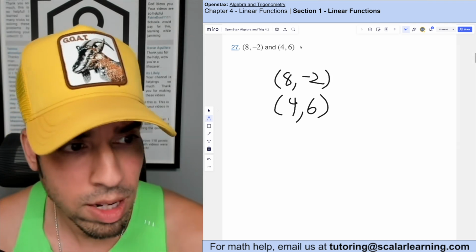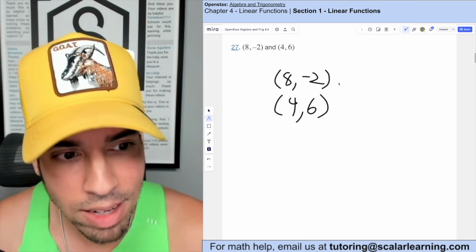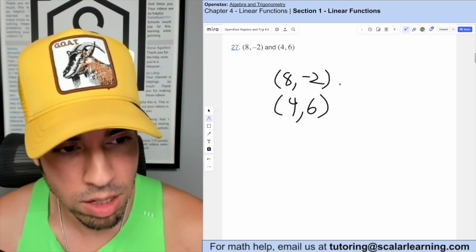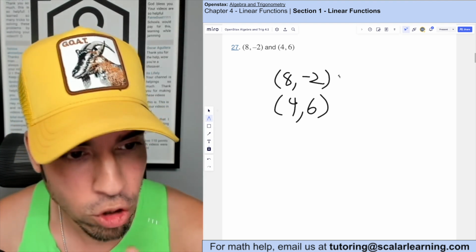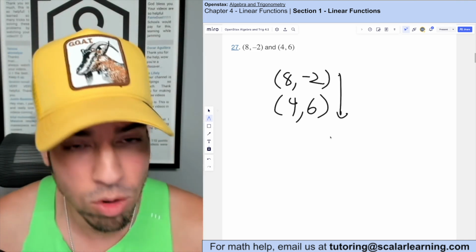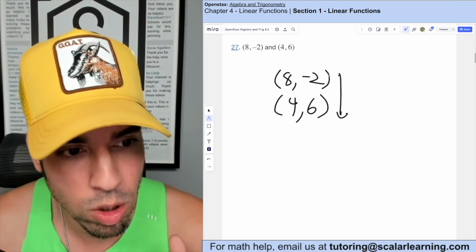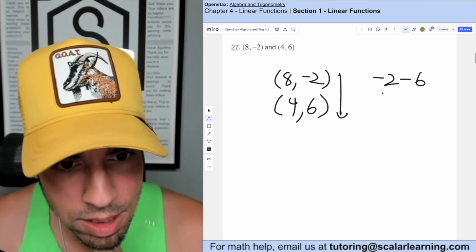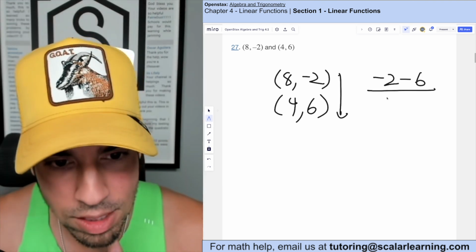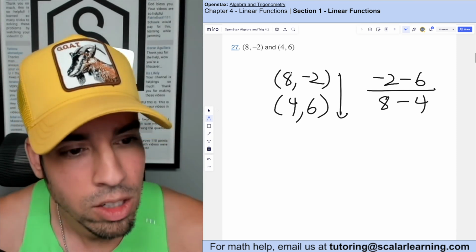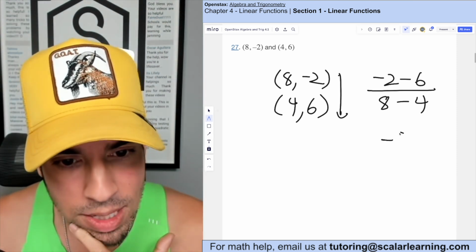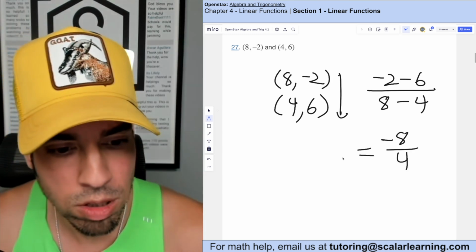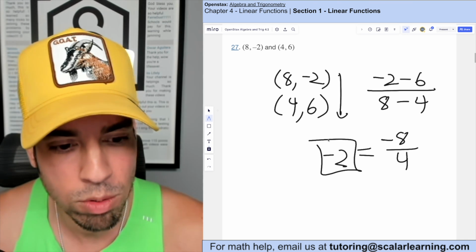So before I start, I like to rewrite the coordinates stacked like this, one on top of the other. It doesn't matter which one goes on top or on the bottom. It's kind of an arbitrary decision. But then we make sure to subtract down whichever way we set it up, and it's going to work. So first on top, I take the difference of the y's, which is negative 2 minus 6, over the difference of the x's, which is 8 minus 4. Again, subtracting down. This gives me negative 8 on top, positive 4 on the bottom, which simplifies to a slope of negative 2. Boom, done.